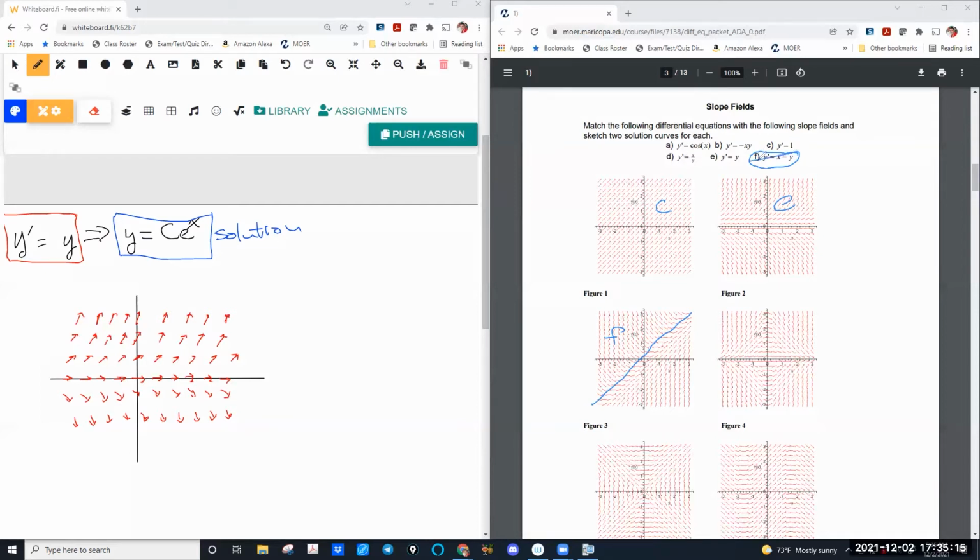Let's see. We got F, we got E, and we got C. Three left with 3 graphs. What about figure 4? Again, a little bit trickier one. D. So we're thinking D for, let's see.